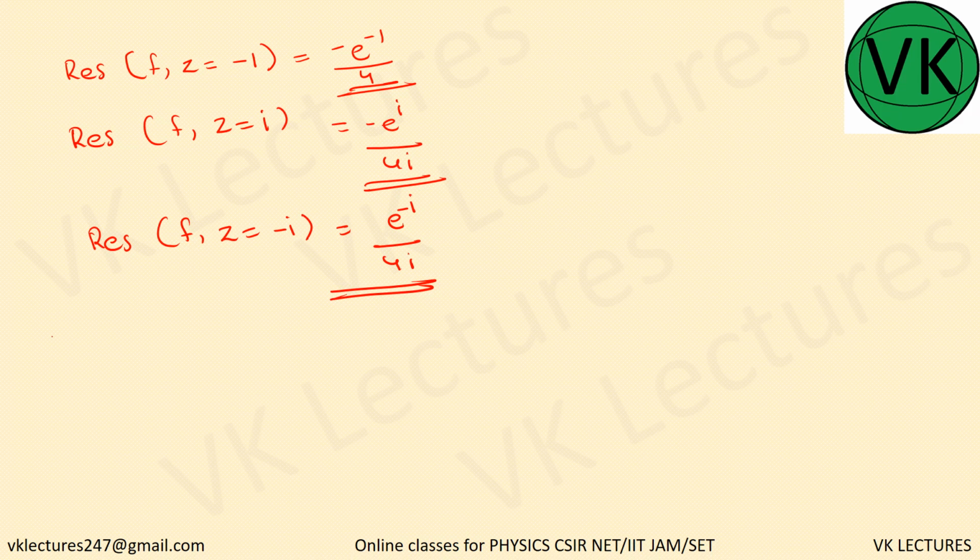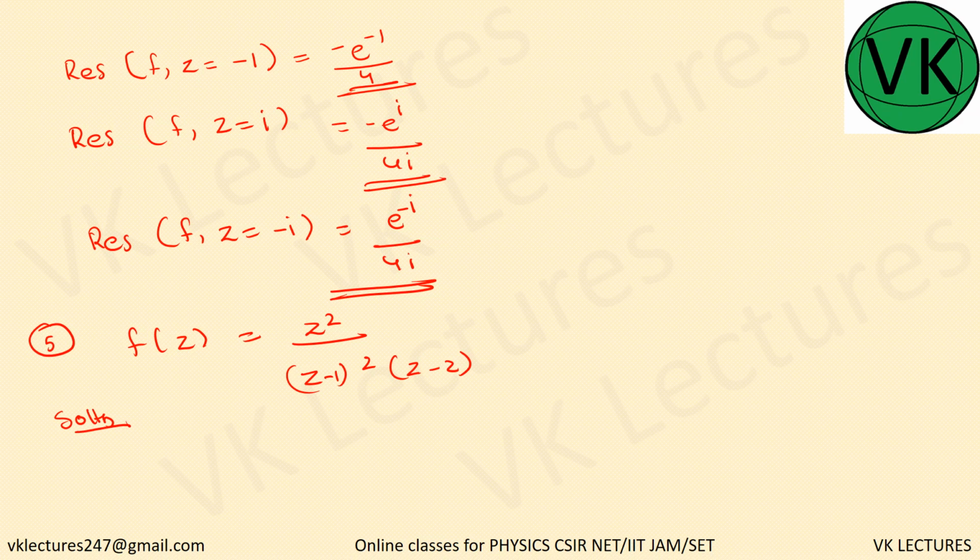Then next question is f of z is equal to z square divided by (z minus 1) whole square into (z minus 2). So if we equate the denominator to 0, we get z minus 2 is equal to 0, means z is equal to 2, and (z minus 1) whole square is equal to 0, so z is equal to 1.